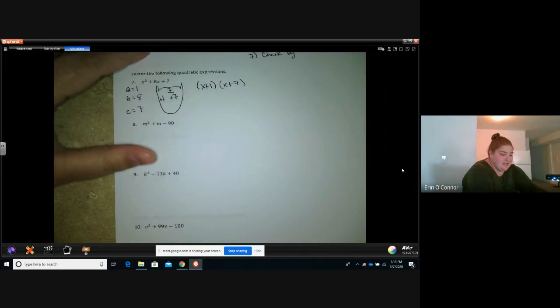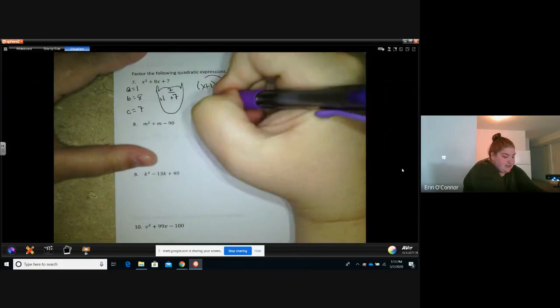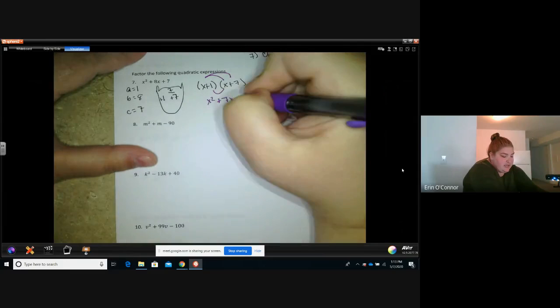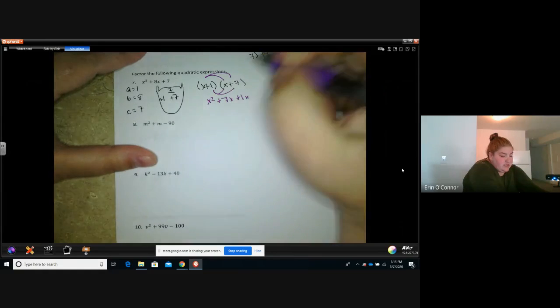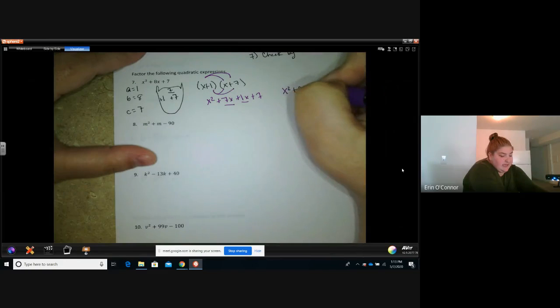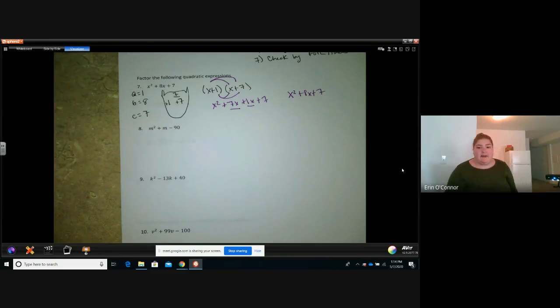Again, I can check this. X times x is x squared. X times 7 is 7x. 1 times x is 1x. 1 times 7 is 7. Combine like terms, x squared plus 8x plus 7. It comes back to the original. We're all good. It checks out.